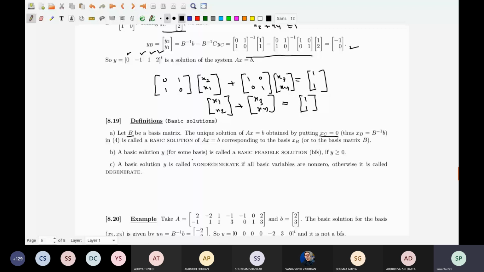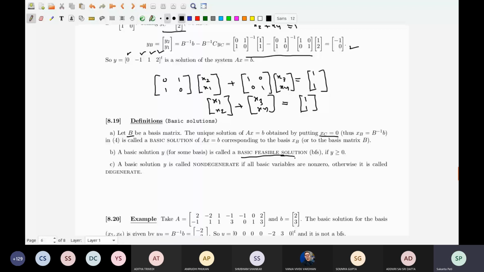A basic solution may have some negative entries also. It doesn't matter, whatever is B inverse b, it comes out to that. So if all the entries of the basic solution are non-negative, then it is called a basic feasible solution. Solution of what? Of the system Ax equal to b. We are only talking about solutions of the system Ax equal to b, where A is m by n and the rank is m given, full row rank given.